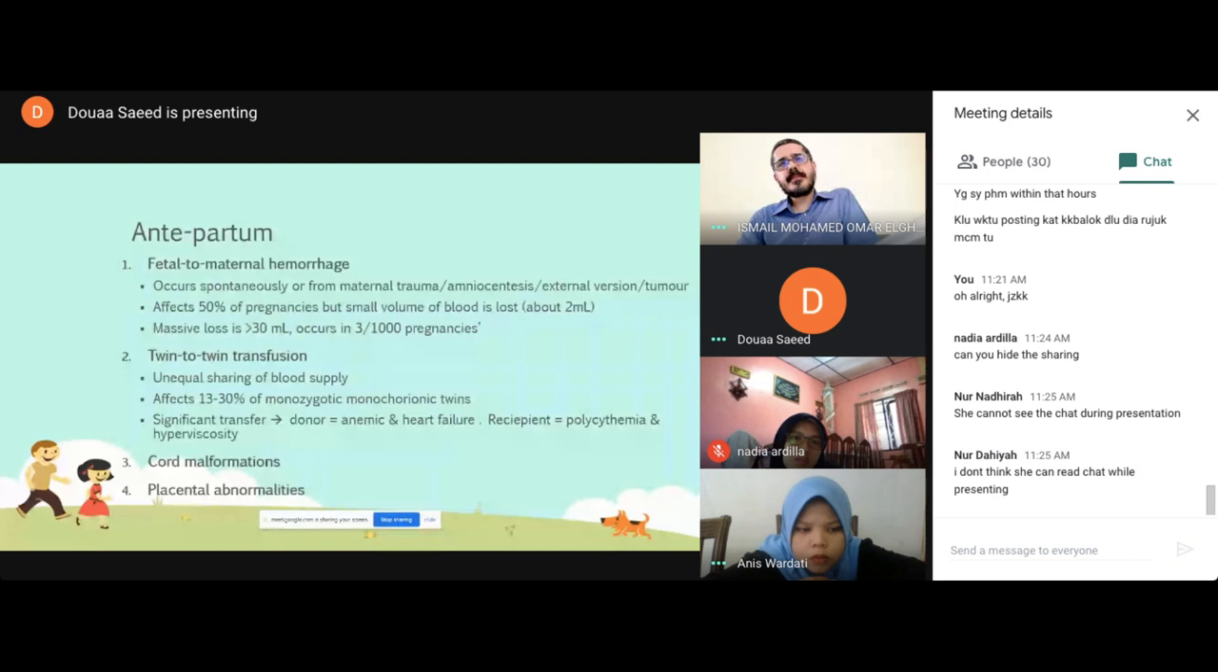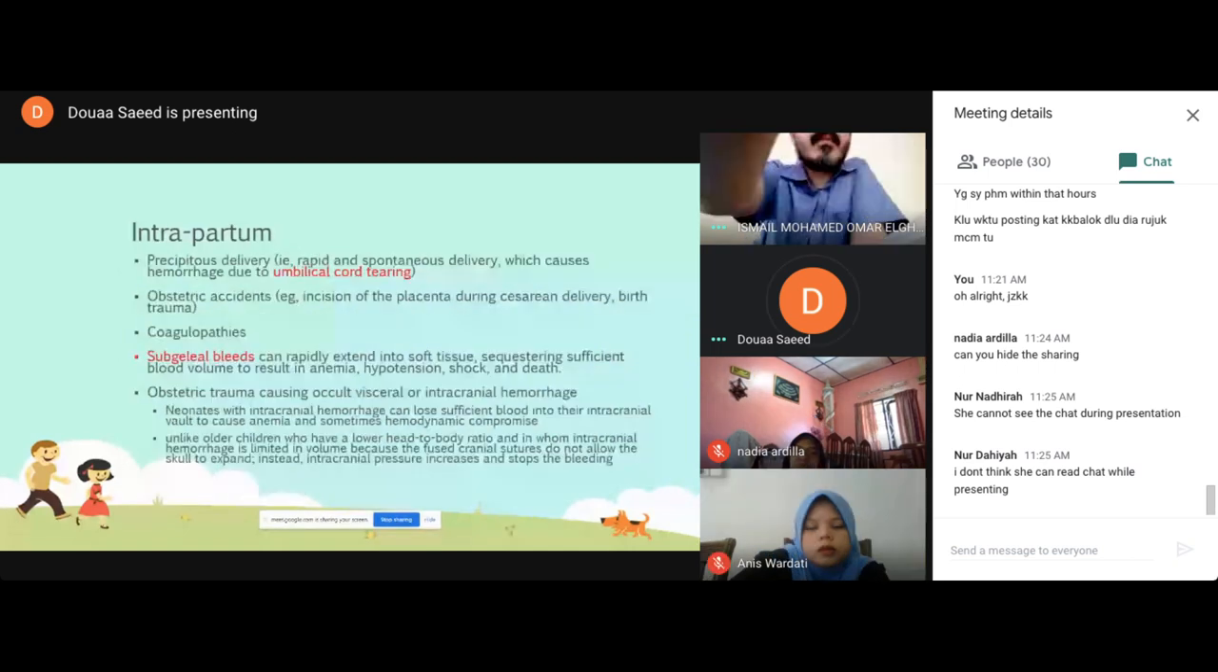So obstetric trauma, because these are newborns, we have to think of subgaleal bleeds, because the sutures are not fused yet. So there can actually be a large volume that is hiding under there. So in trauma, it can cause occult visceral or intracranial hemorrhage.